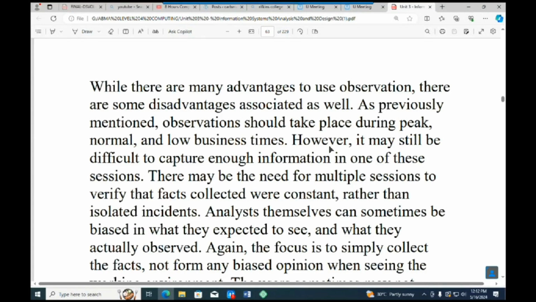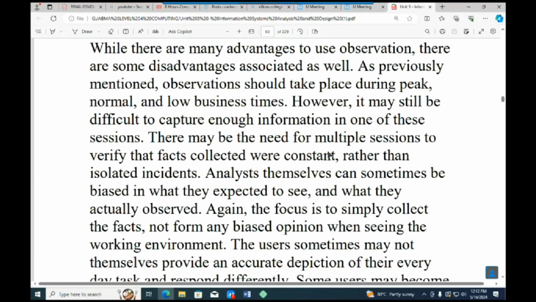There are many advantages to user observation, but there are also some disadvantages that are associated with it as well. I have mentioned this previously that observations should take place during the peak, the normal, and also the low business times. But at times it may be difficult to actually get enough information in one of these sessions. For example, getting enough information in the peak times. There may be need, therefore, to have multiple sessions to make sure that you verify the facts that you collected rather than isolating the incidents.